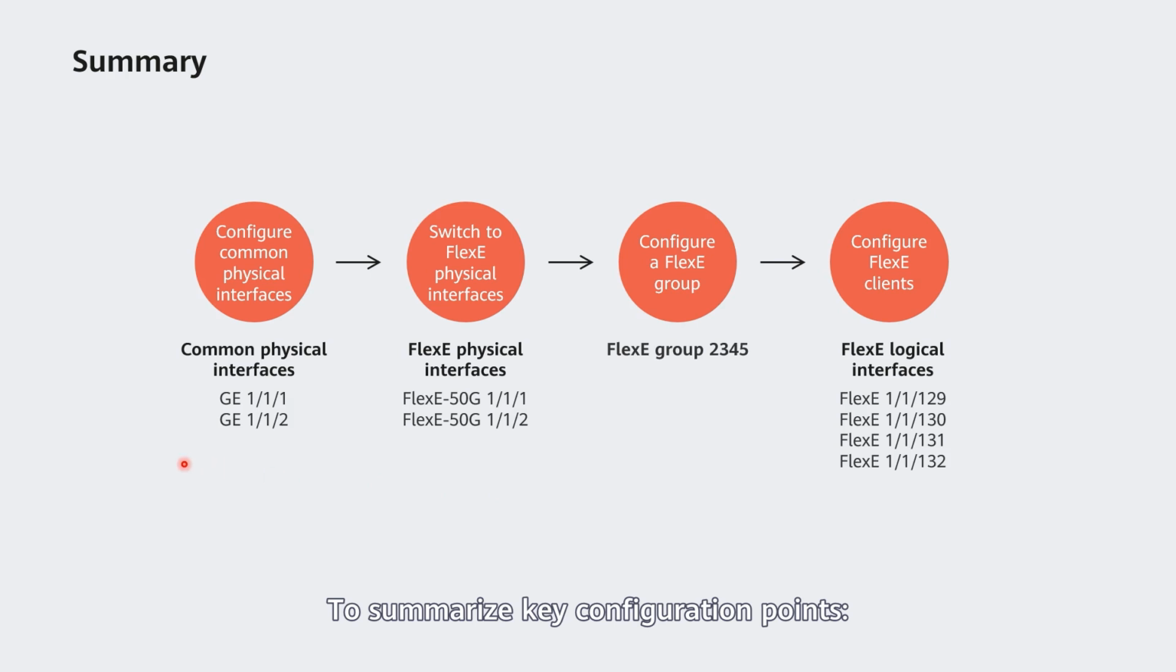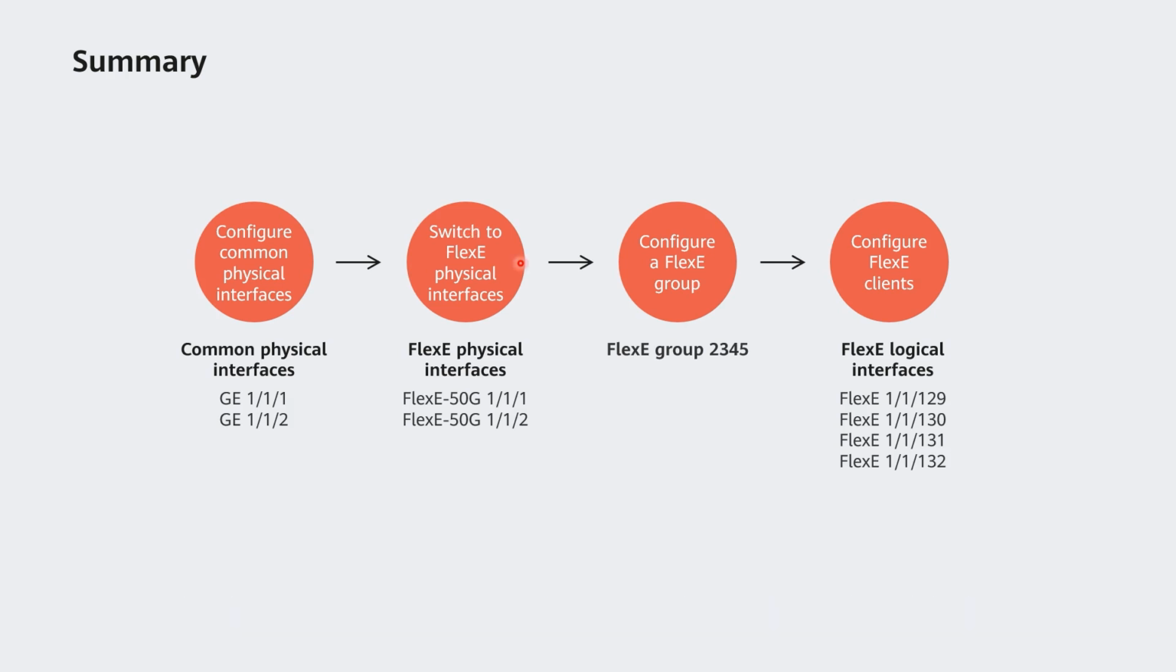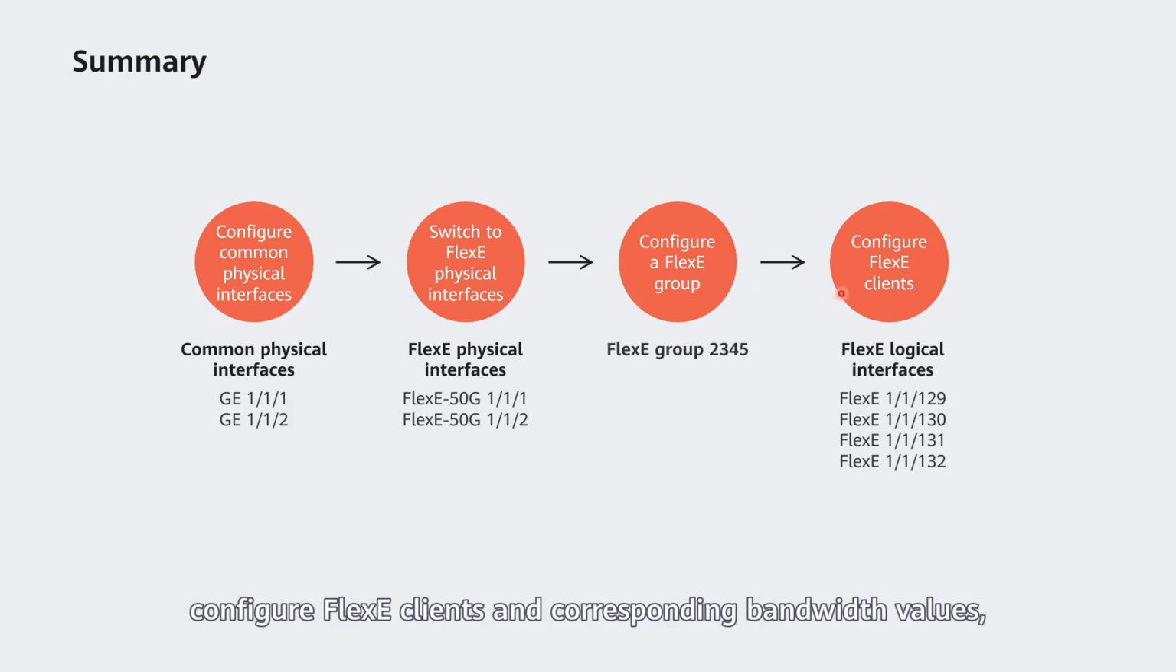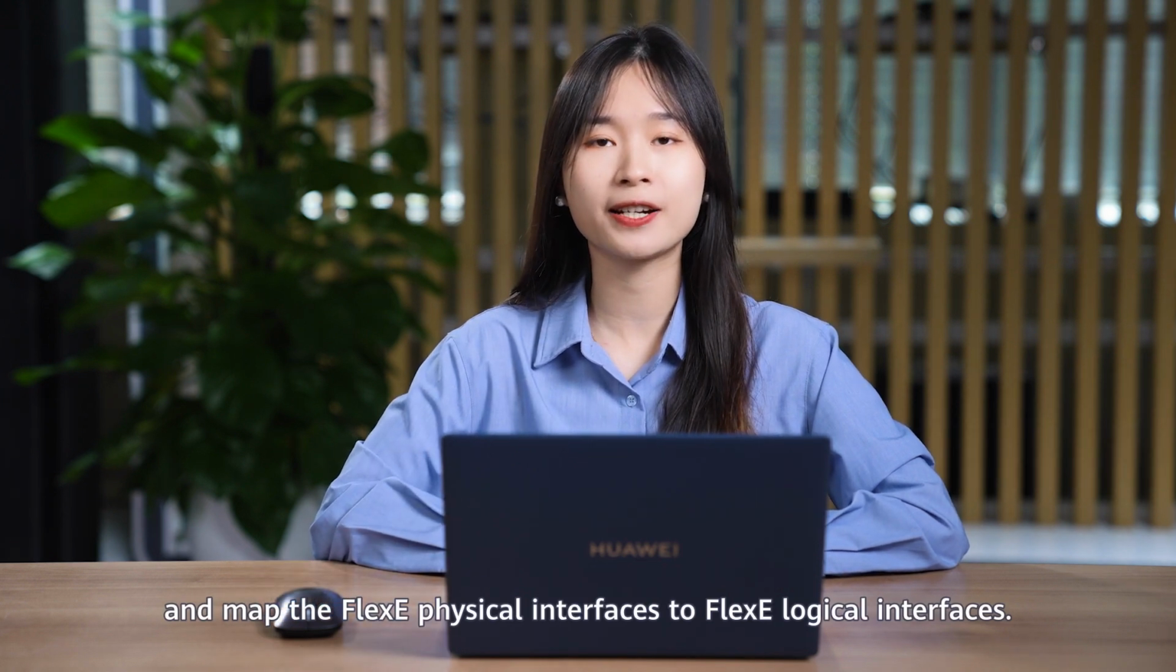To summarize key configuration points, configure physical interfaces, switch the common physical interfaces into FlexE physical interfaces, add the FlexE physical interfaces to FlexE groups, configure FlexE clients and corresponding bandwidth values, and map the FlexE physical interfaces to FlexE logical interfaces.